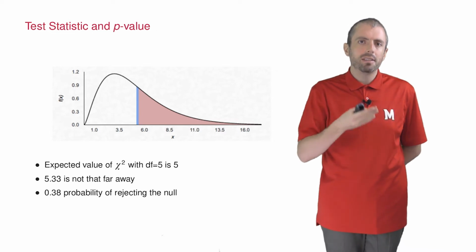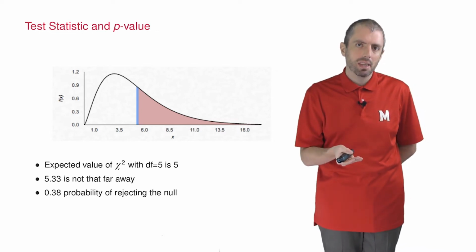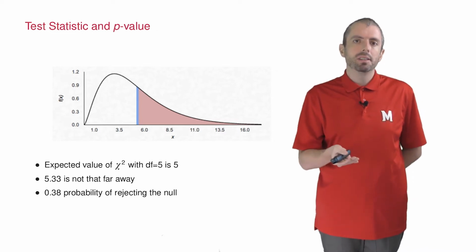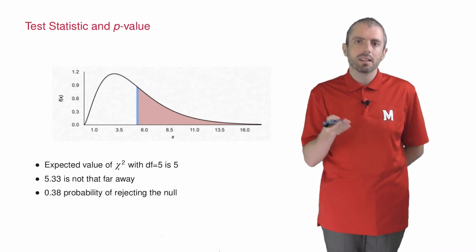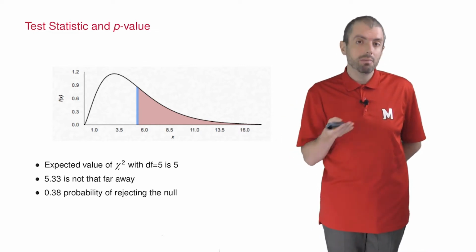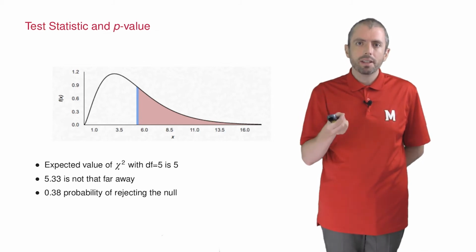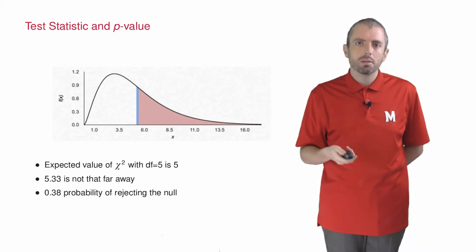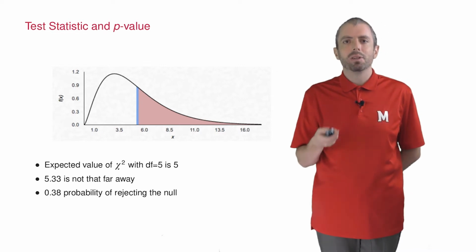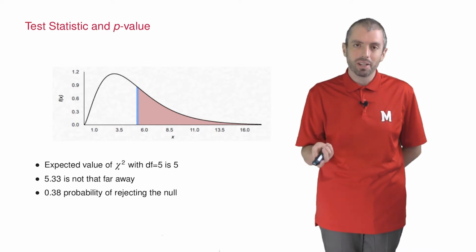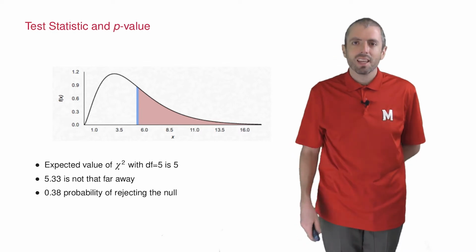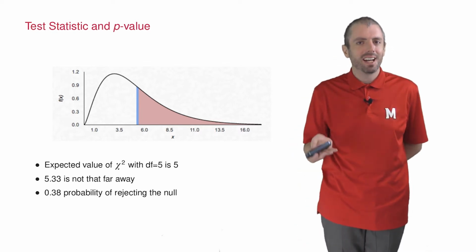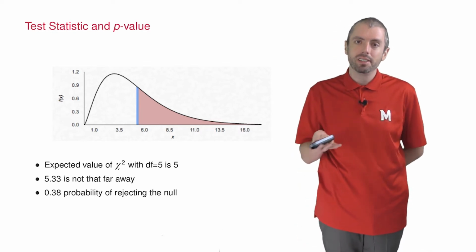But what we care about is the probability of this happening. Recall the p-value is the probability of getting the test statistic or a more extreme test statistic. So we integrate under the PDF to the right to get 0.38, which isn't enough to reject the null hypothesis under the typical threshold of 0.05. This is a fairly simple example of using the chi-squared distribution to test a discrete distribution.